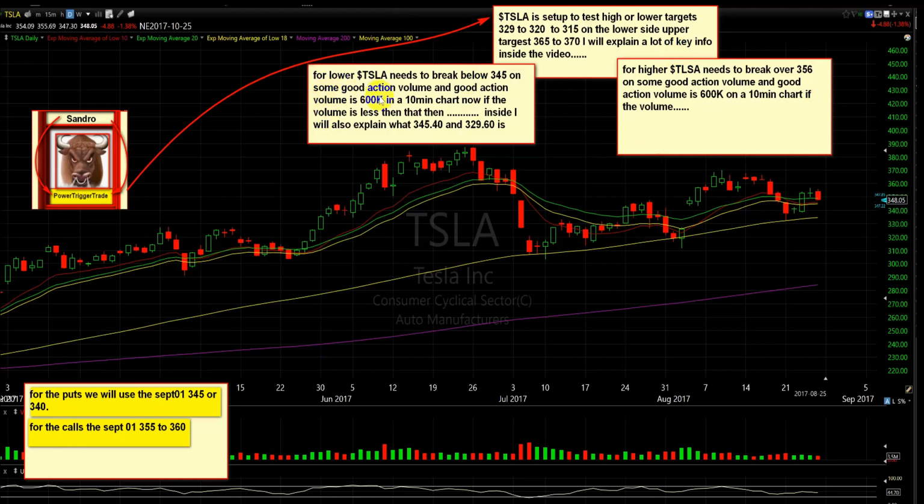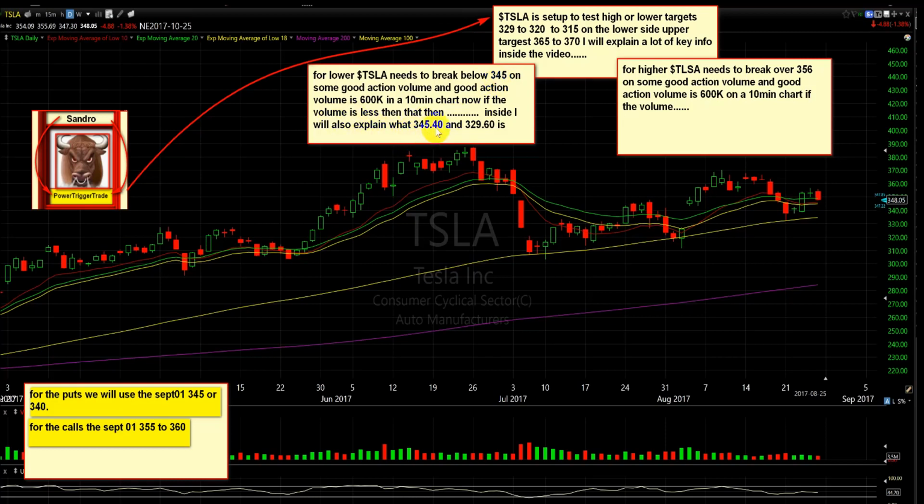All right, now, for lower prices, Tesla needs to break below 345 on some good action volume. And good action volume is 600K on a 10-minute chart. Now, if the volume is less than that, we're going to watch for basing below 345, and look for power through 344 to even 343. I might have to make adjustments, but right now as it stands, that's how I see it.